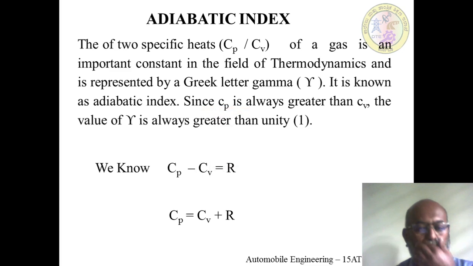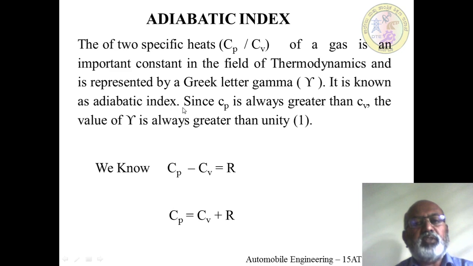Now we will go to the adiabatic index. The ratio of the two specific heats, specific heat at constant pressure and specific heat at constant volume of a gas, is an important constant in the field of thermodynamics, and it is represented by the Greek letter gamma. So Cp by Cv is equal to gamma. It is known as the adiabatic index.